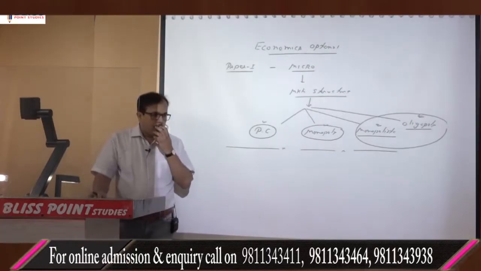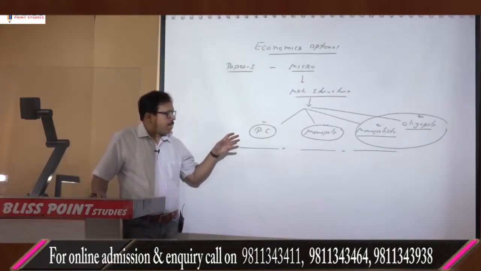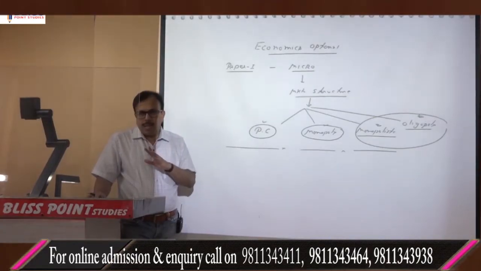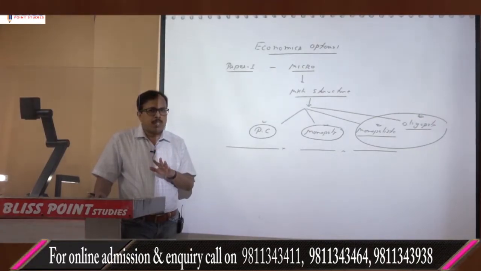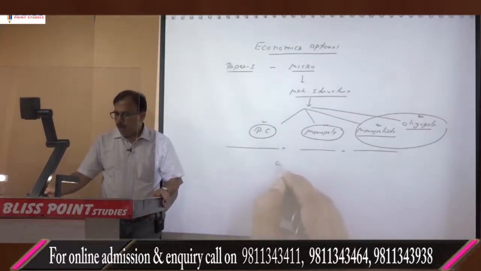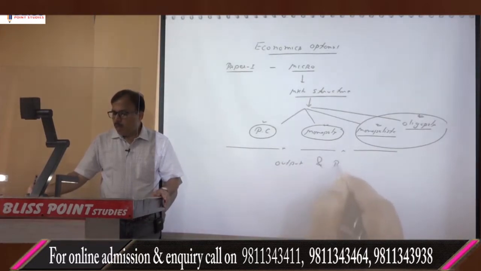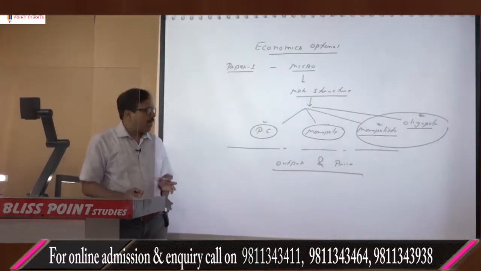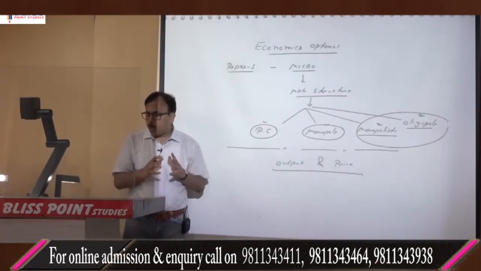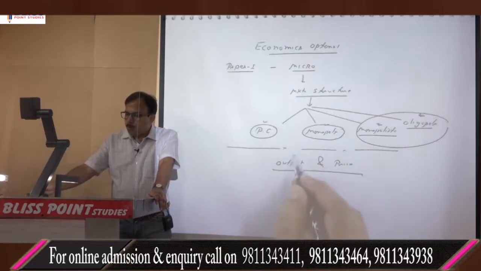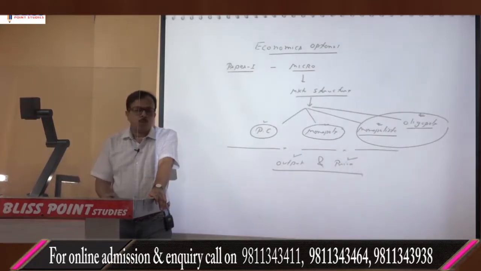Clear? Now before beginning any market form, one important part is that in any market form the firm has to take 2 important decisions. One, how much output it should produce, and at what price it must be sold. How much output it should produce and at what price it will be sold. So the output and price decision is the main one.